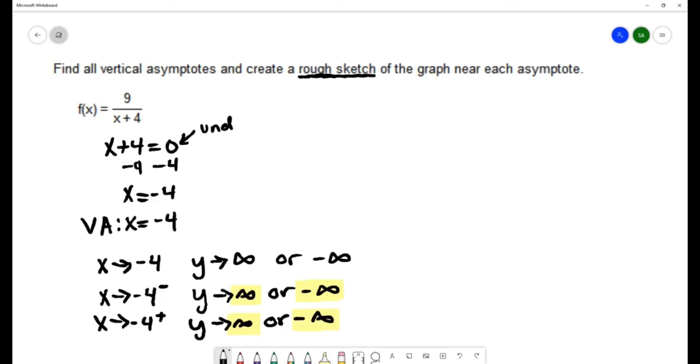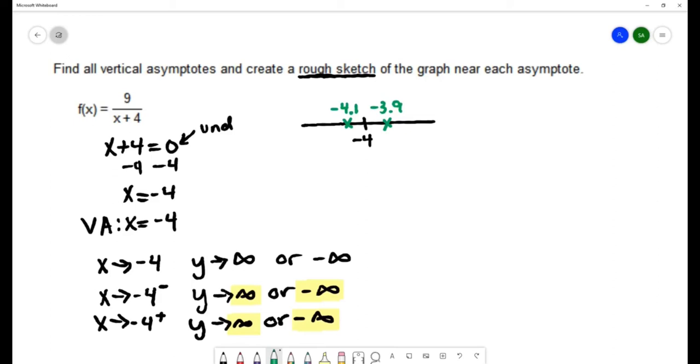So what I'm going to do is think of negative 4 on the number line, and I want to choose a number that is just a little bit less than negative 4. And I also want to choose a number that is a little bit more than negative 4. So I'm going to choose negative 4.1 as a number that's a little bit less than negative 4, and negative 3.9 as a number that's a little bit bigger than negative 4.